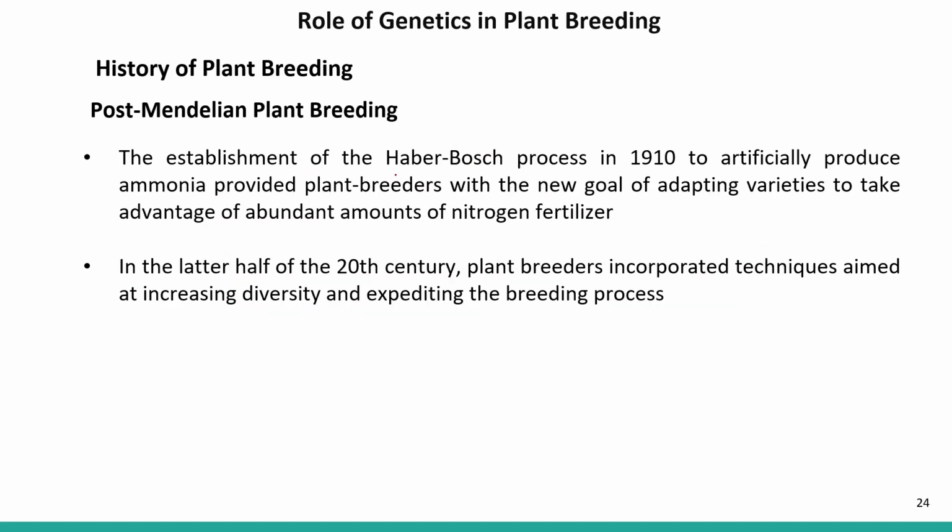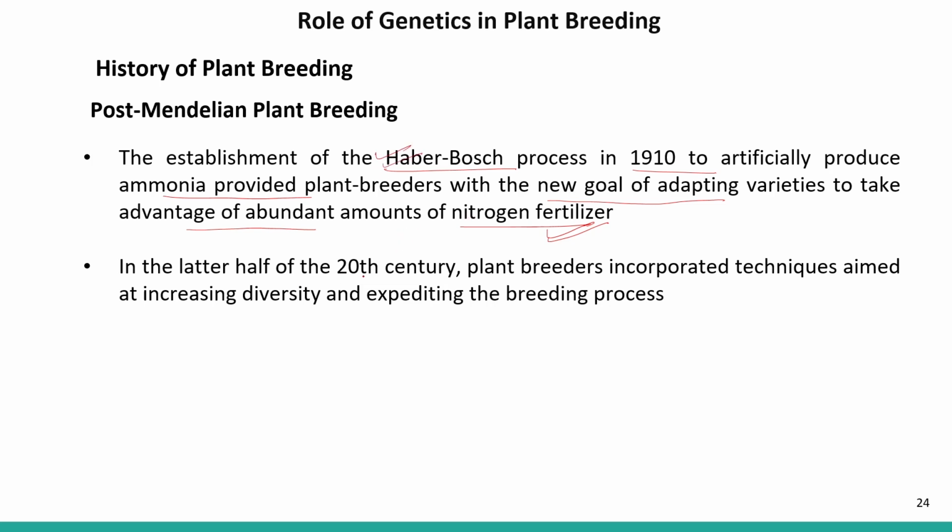The establishment of the Haber-Bosch process in 1910 to artificially produce ammonia provided plant breeders with a new goal of adapting varieties to take advantage of the abundant amount of nitrogen fertilizers. For nitrogen fertilizer also, this technique by Haber-Bosch was used.